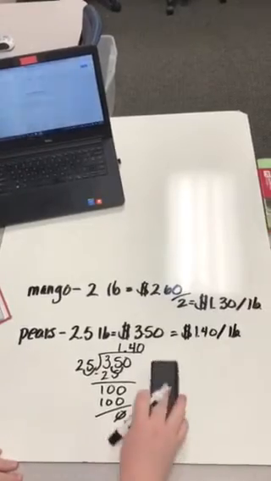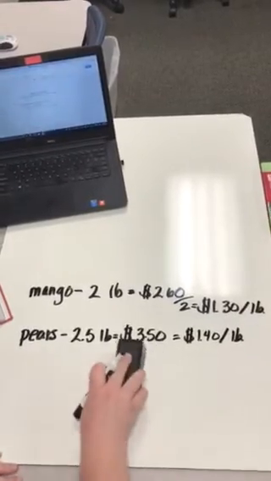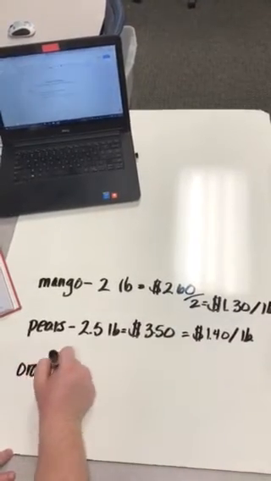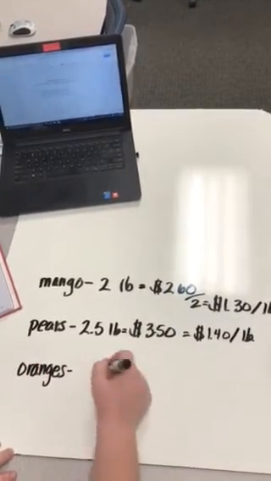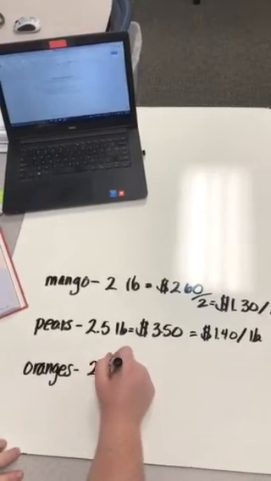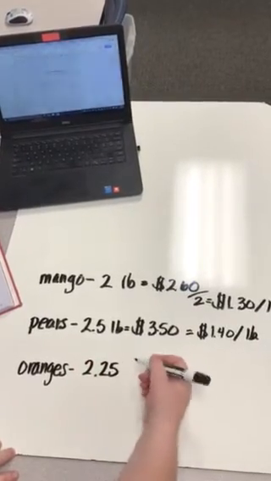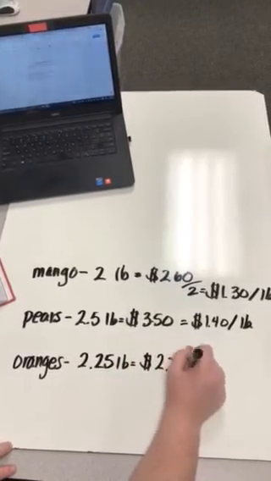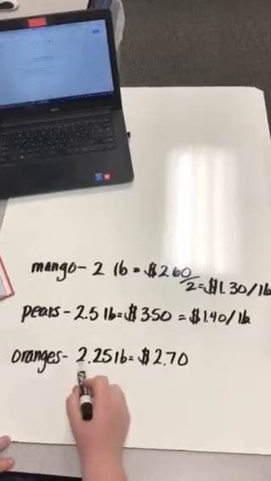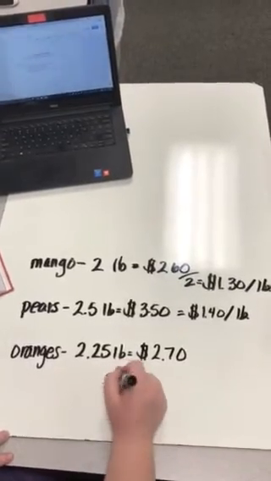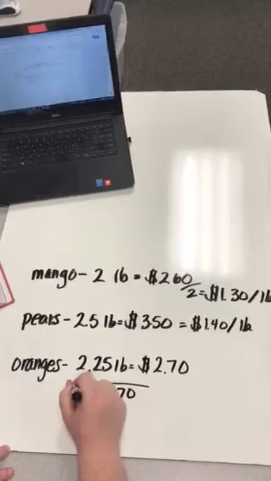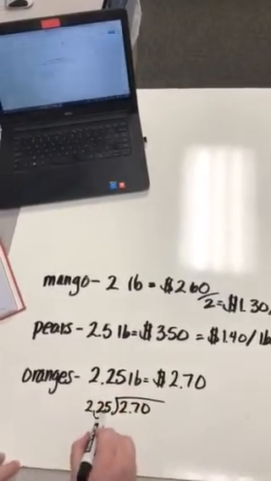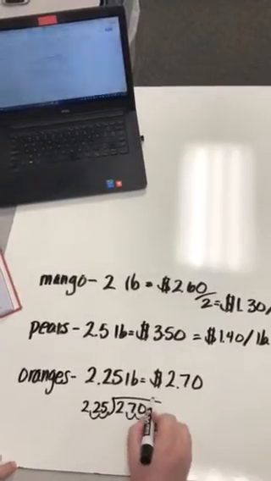Okay, I'm going to erase this little part here so I can write this bottom part. And the last part we have is oranges. And the oranges are 2 pounds and a quarter, so 2.25 pounds for $2.70. Okay, so the exact same thing, but now we have a much larger division problem to do. So we have $2.70 divided by the 2.25 pounds, and now we move this twice to the right and twice to the right here, put it up here.